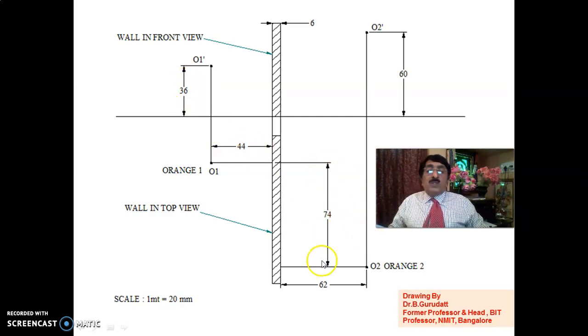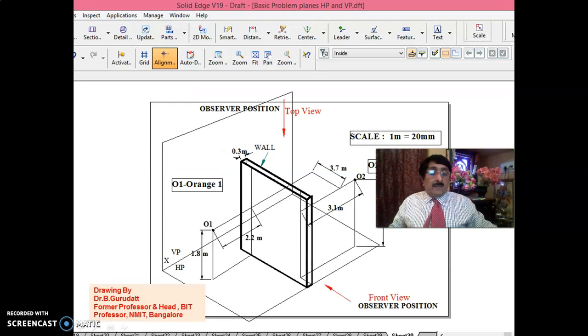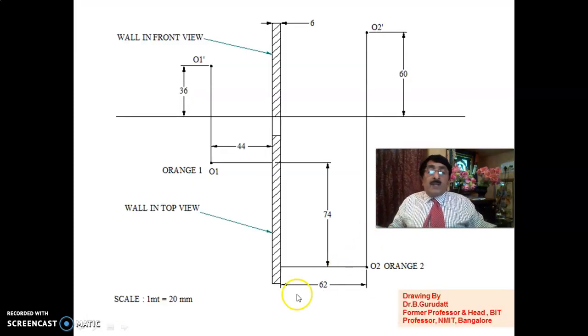Now, once you do this, you take 74 mm from the wall. This is anyway the 0.6 meter wall. From here, take 74 mm. Then draw 62, as you see here, 3.1, that is 62 mm. You draw O2. And from O2, you take it to the front view, and O2 dash you get at a distance of 60 mm, 3 meters.